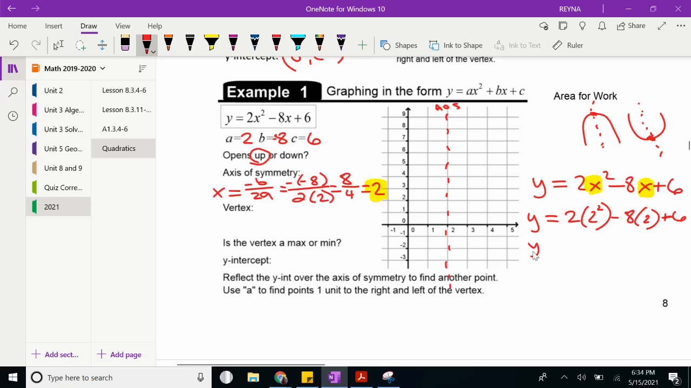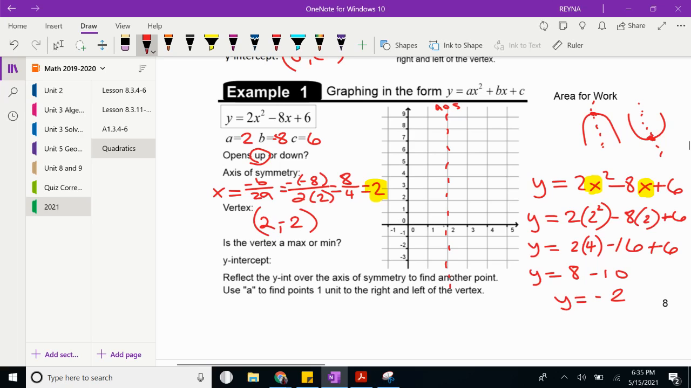Okay, let's check your answer. 2 times 2 is 4. 8 times 2 is 16. This is 8. These would make -10. And then 8 minus 10 is -2. So now I have my y value for my vertex. So my vertex is x of 2 and y of -2.